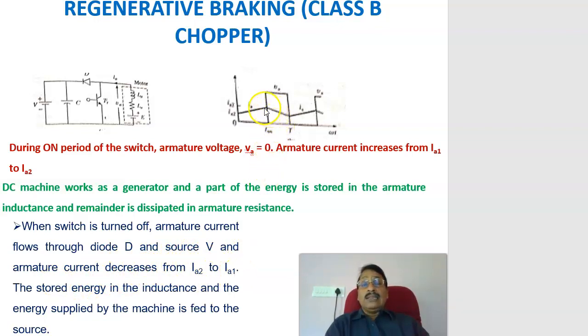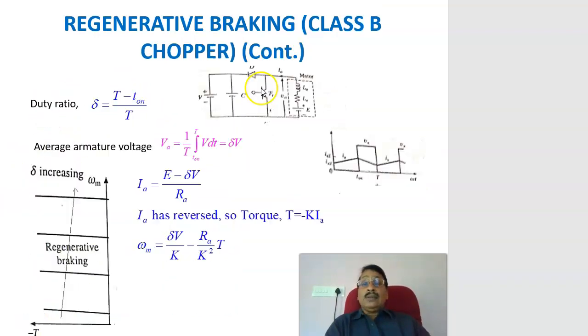The stored energy in the inductance and the energy supplied by the machine are fed to the source. That is, energy is fed back into the source. That is what we call regenerative braking. During that period, the voltage across the armature is the same as the DC source voltage, capital V.